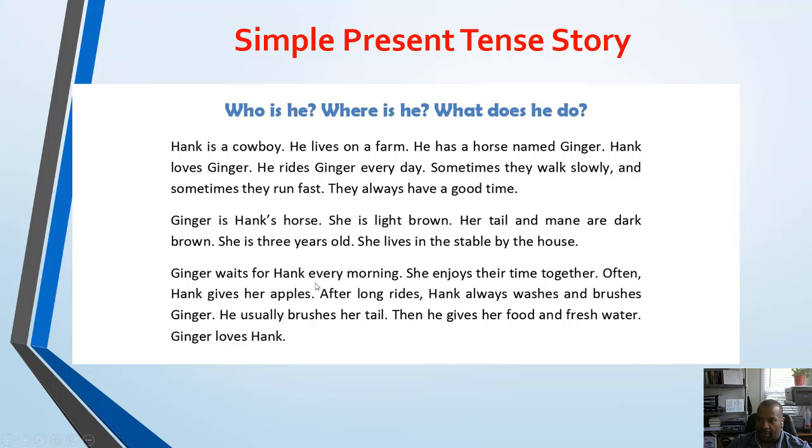Ginger waits for Hank every morning. She enjoys their time together. Often, Hank gives her apples. After long rides, Hank always washes and brushes Ginger. He usually brushes her tail. Then, he gives her food and fresh water. Ginger loves Hank.